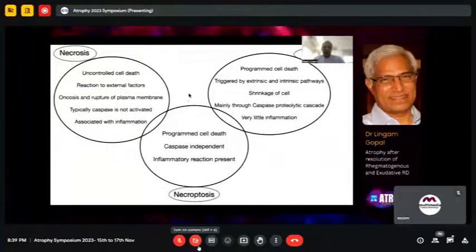A word about necroptosis, since it is a word derived from necrosis and apoptosis, and also shares some of the mechanisms of the two. We refer to necrosis as a kind of cell death that releases a lot of antigens and triggers inflammation, and typically it is not caspase related, while apoptosis is caspase related and causes very little inflammation. Necroptosis, on the other hand, is also a programmed cell death similar to apoptosis, but it is caspase independent and does trigger inflammatory reaction.